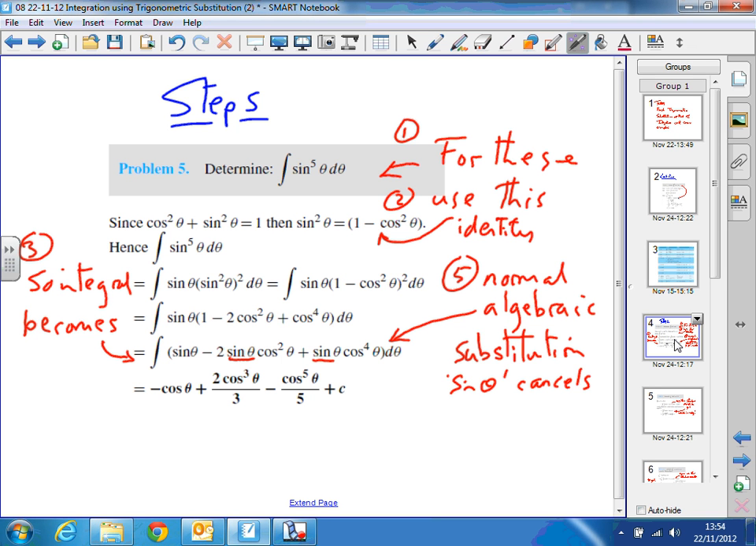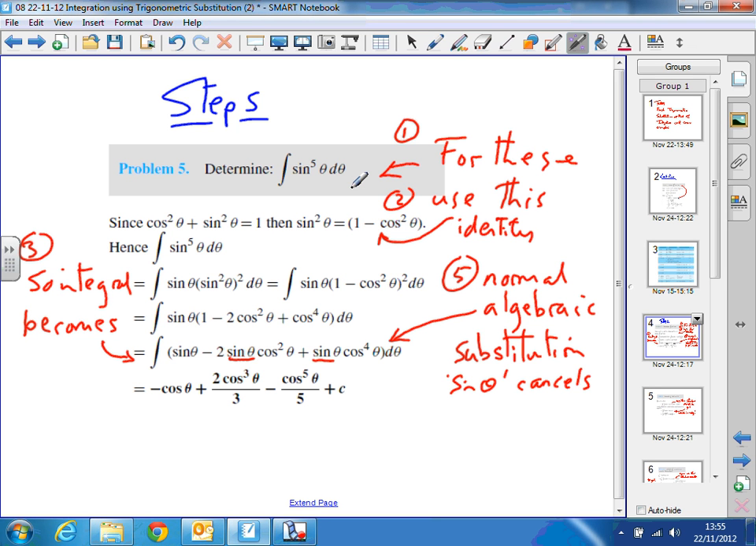So let's have a look at an example here. I've written down the steps you'd go through as we go along. Determine the integral of sine to the 5 theta d theta. We're going to look through this example.